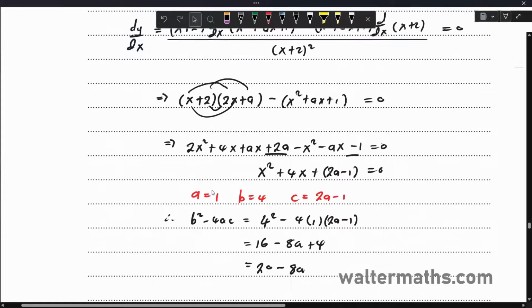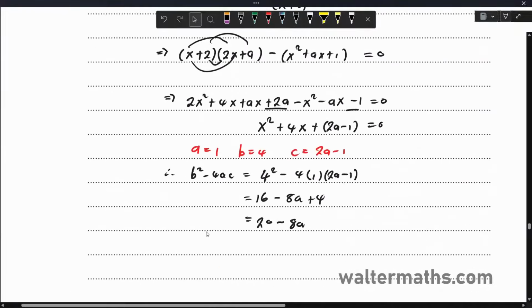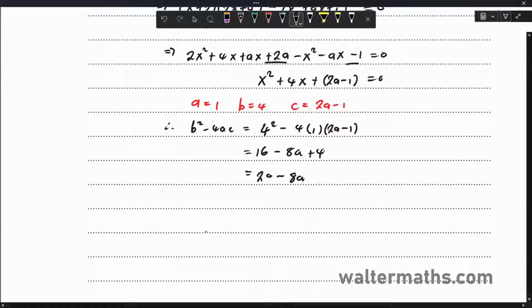Now, the question tells us that a is greater than 5 over 2, so a is greater than 2.5. If you say 20 minus 8 times 2.5, you get 0. So anything greater than it, you can try 2.6, will always be negative. So since a is greater than 2.5, 20 minus 8a will always be negative.